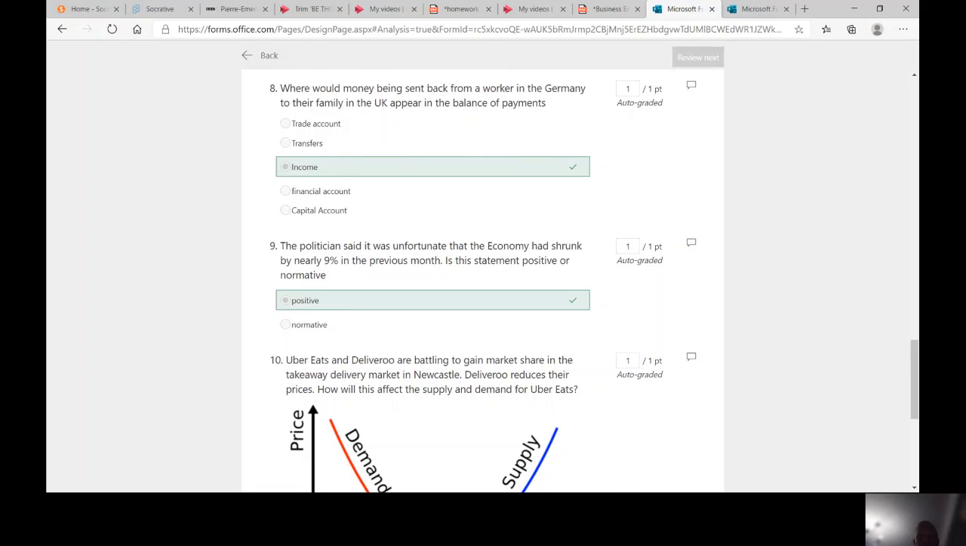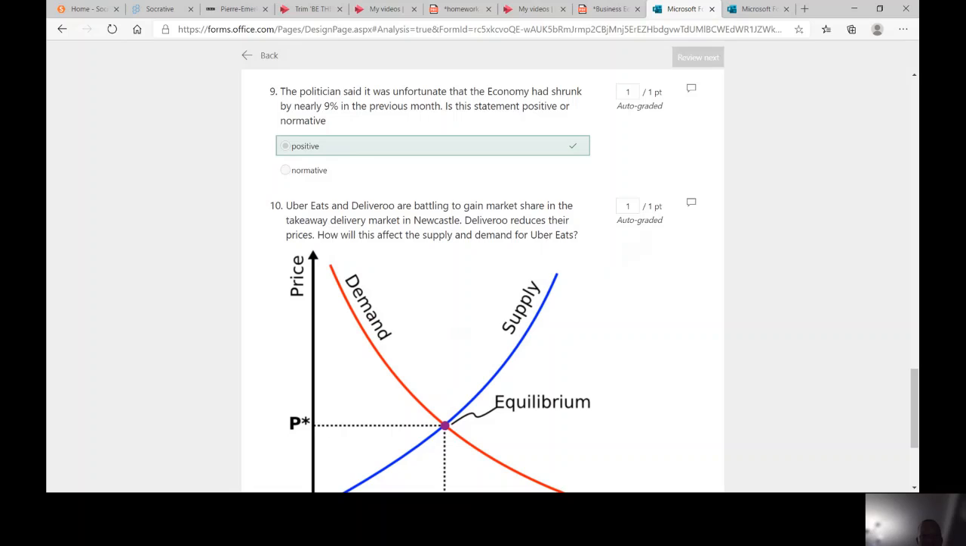Money being sent back home would go into the income part of the balance of payments. Politicians said it was unfortunate, would be positive. The politicians saying it's unfortunate is a judgment. Sorry, the word unfortunate implies a judgment, but the statistic there of nearly 9% is positive, it's a fact.